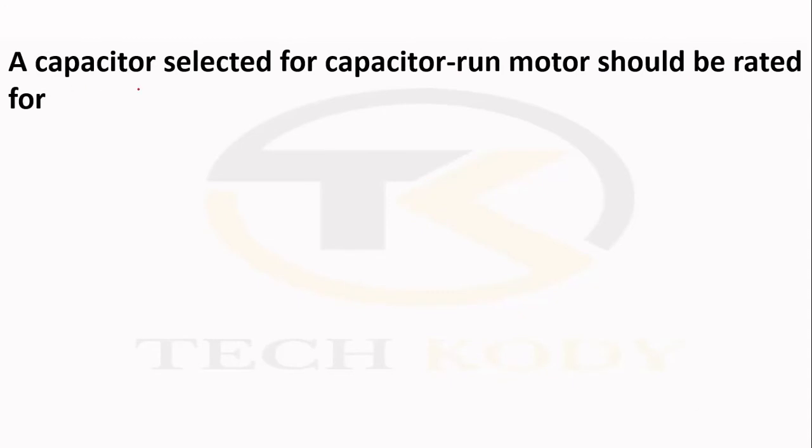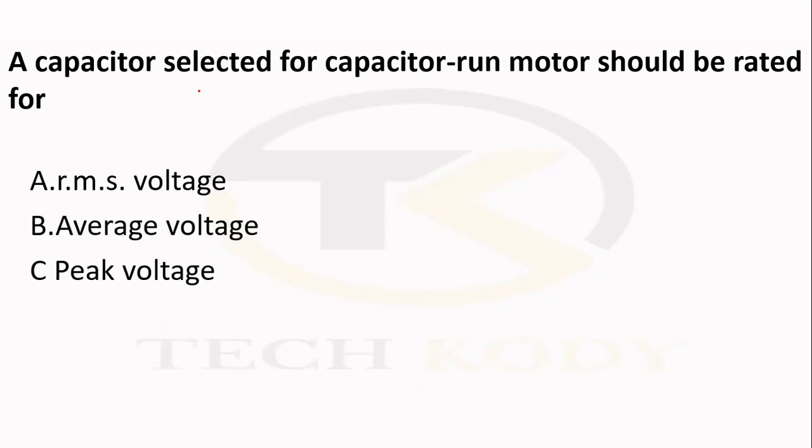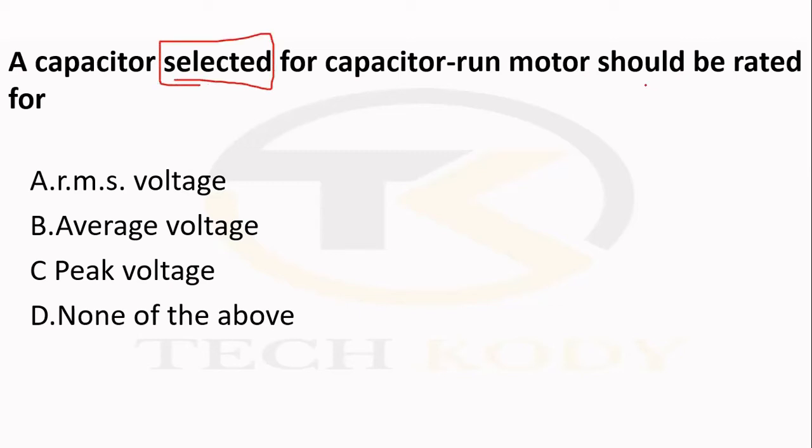The capacitor selected for the capacitor run motor should be rated for: RMS value, average value, peak value voltage, or none of the above. Here you can see that the capacitor selected for a capacitor run motor should be rated for the peak value voltage. It should be peak value voltage in a capacitor run motor.